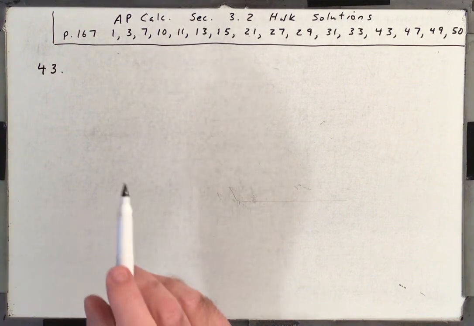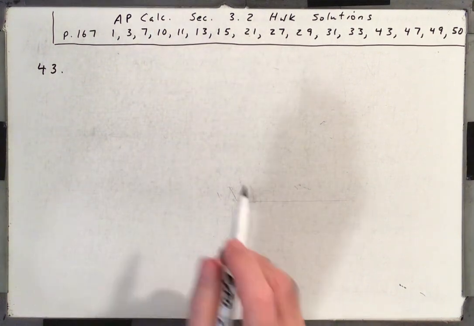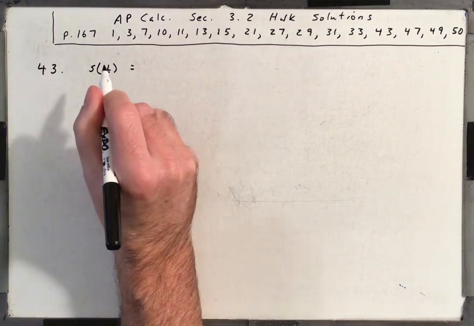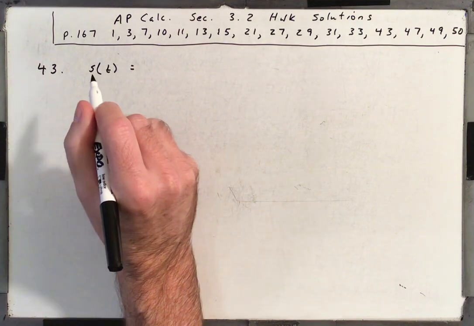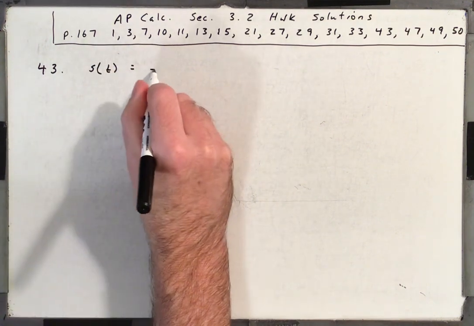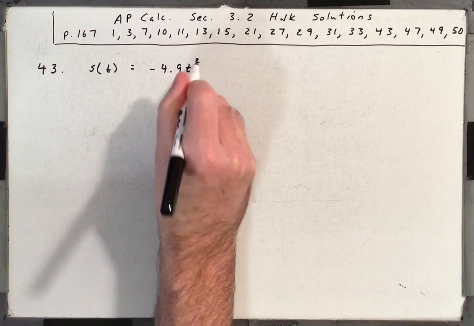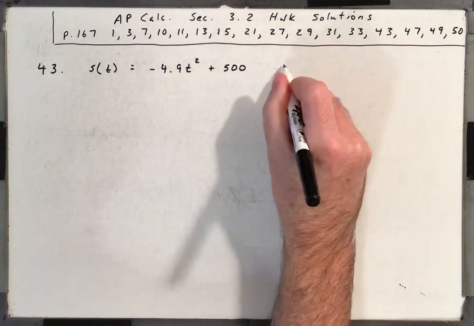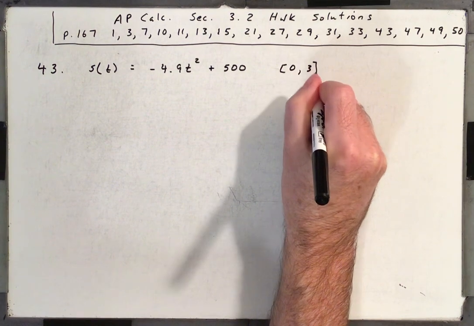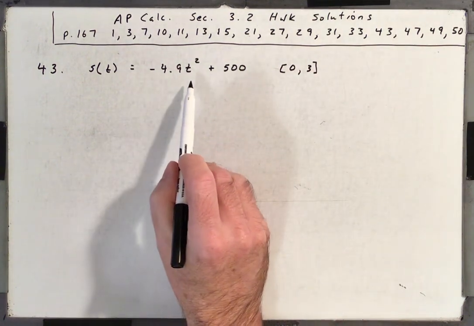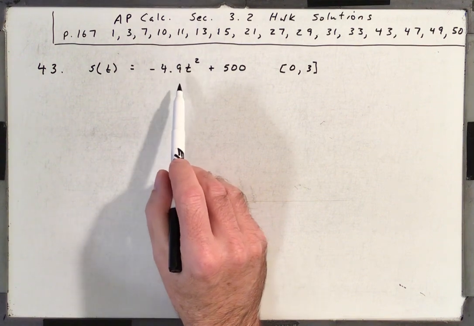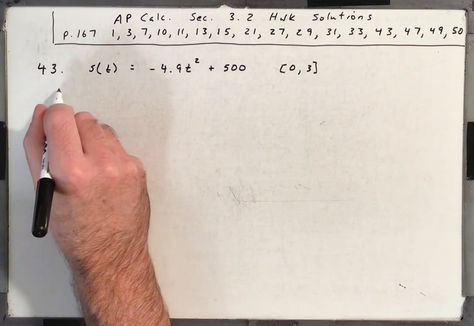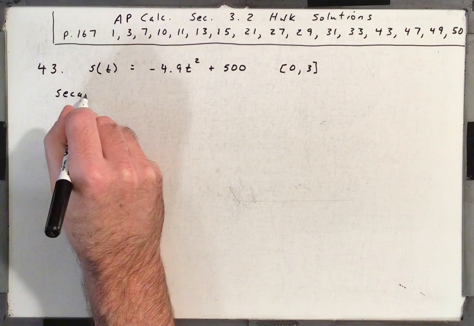So the average velocity between, so we have s of t is equal to negative 4.9 t squared plus 500. And our interval is 0 to 3. So there's a couple different ways we could find the average velocity. I think I mentioned on the lecture video that you could just take the derivative and plug in 0 and then plug in 3 and take the average. We probably should do it this way. Find the secant slope.